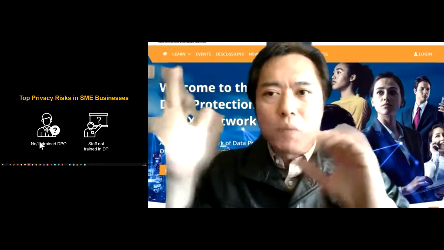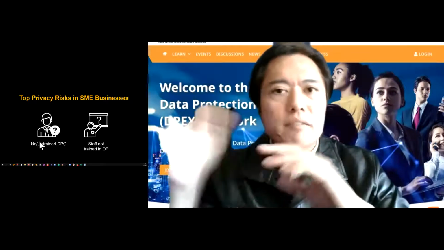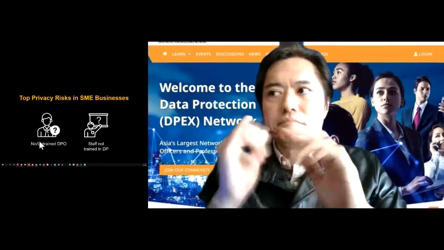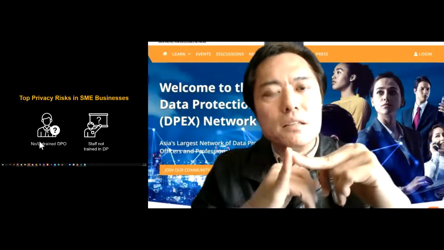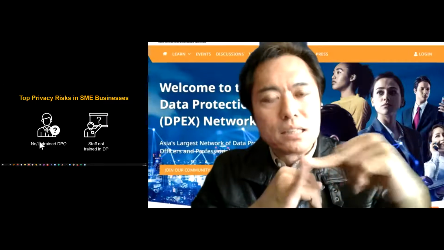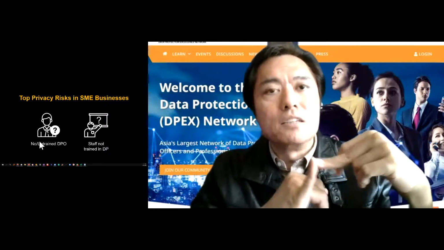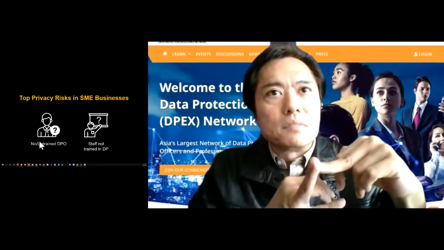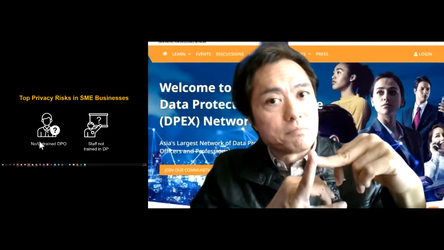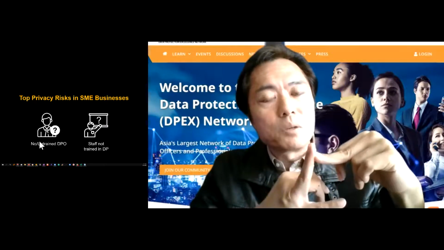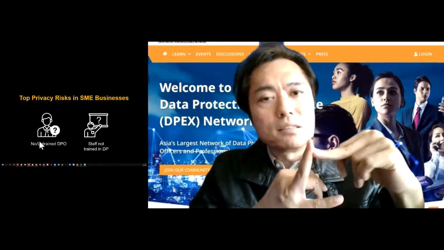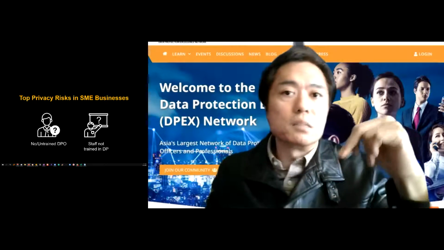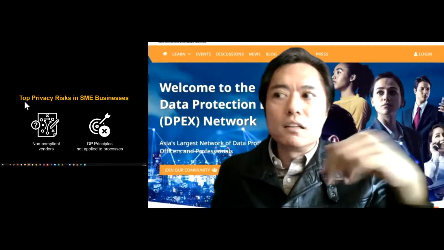From what we saw in all the breaches, there are six key areas that most SMEs have fallen into. Number one, no DPO or an untrained DPO. DPO is a Data Protection Officer, and it's mandatory in Singapore. If you haven't got one, the highest ranking officer is it. Second, staff not trained in data protection. It's not enough that you have a policy on your website; if they ask your reception and they don't know such a thing exists, it's considered that you never properly trained your staff in data protection.